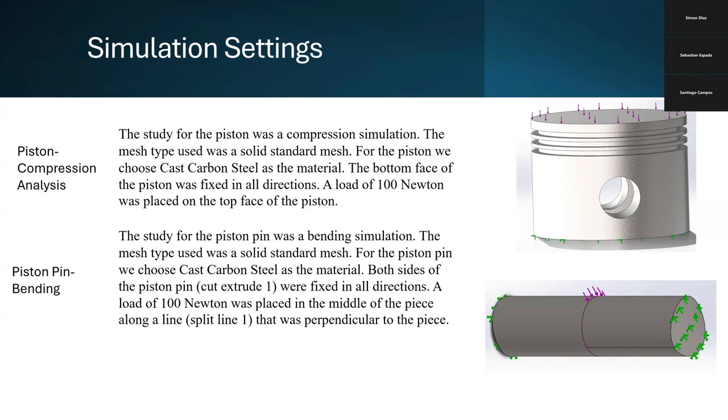For the piston pin, we did a bending simulation. The mesh type used was also a solid standard mesh, as well as the material, which was cast carbon steel. Both sides of the piston pin were fixed in all directions. A load of 100 Newton was placed in the middle piece along the split line that was perpendicular to the piece.